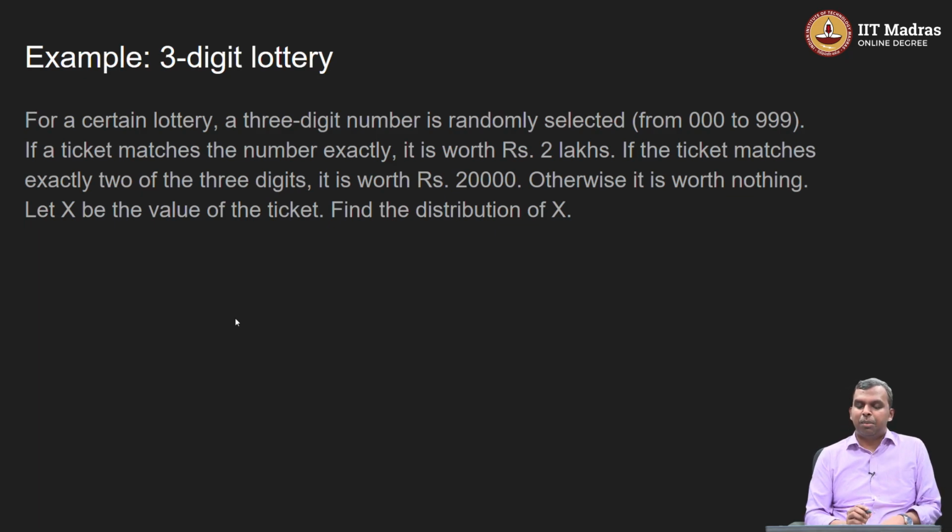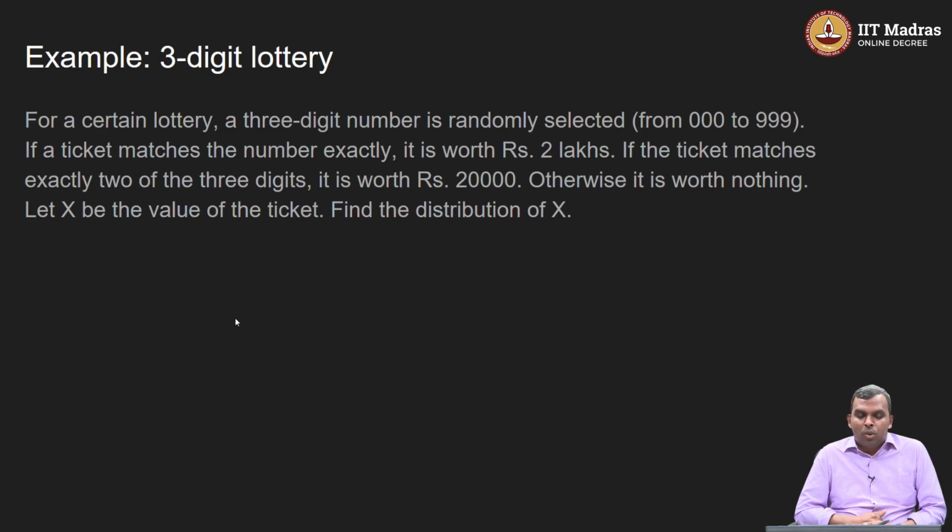So, the next one is a little bit more complicated. You can't make a table here. You will see why you can't make a table. The numbers are too large, but nevertheless you can do the calculation without too much trouble. So, this is about a 3-digit lottery. There is a certain lottery where a 3-digit number is randomly selected from 000 to 999. There are 1000 of them.